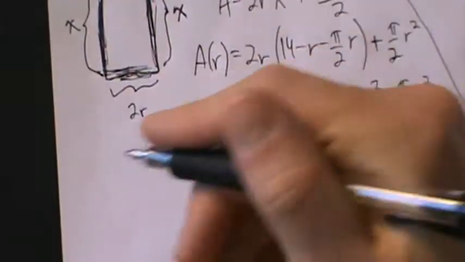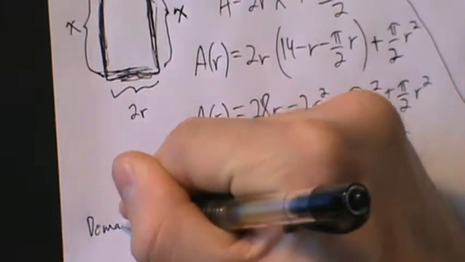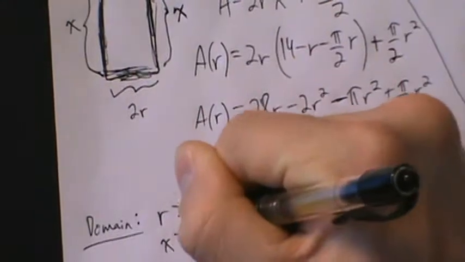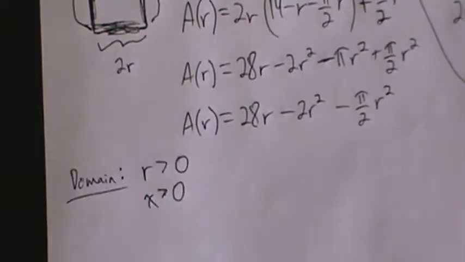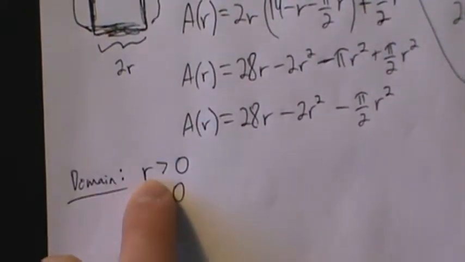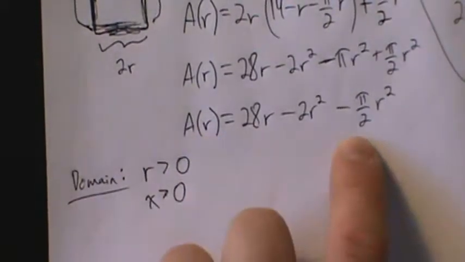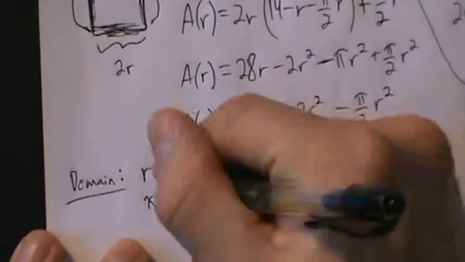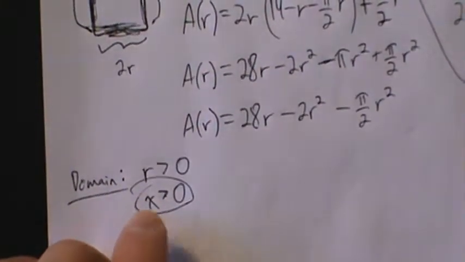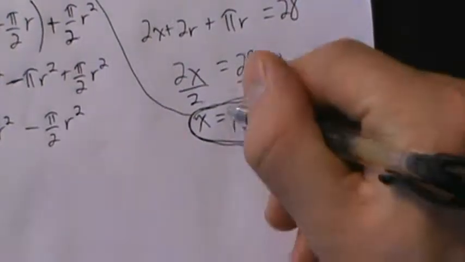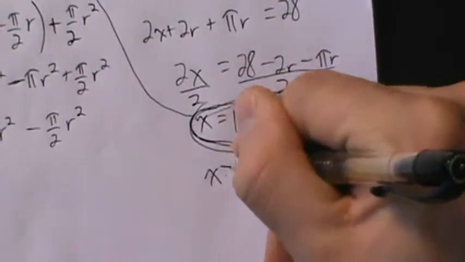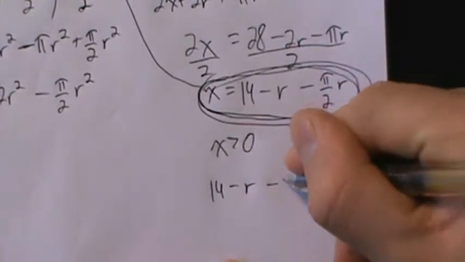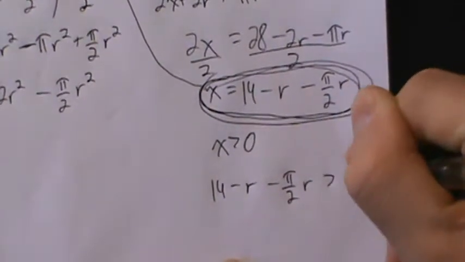Now, so the domain restrictions, r has to be strictly positive, and also x has to be strictly positive. But our domain has to be expressed just in terms of r, okay? Because the area equation is in terms of r, so our domain has to be expressed just in terms of r. So r greater than 0 is okay, but this, we have to express this in terms of r. Well, how can we do that? Well, we can use this equation here. Okay, so x has to be greater than 0, but x is this, so 14 minus r minus pi over 2 r has to be strictly greater than 0.